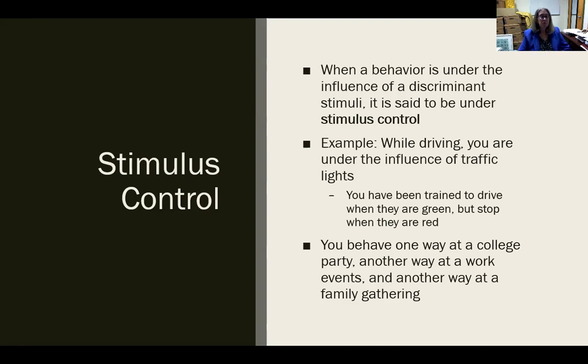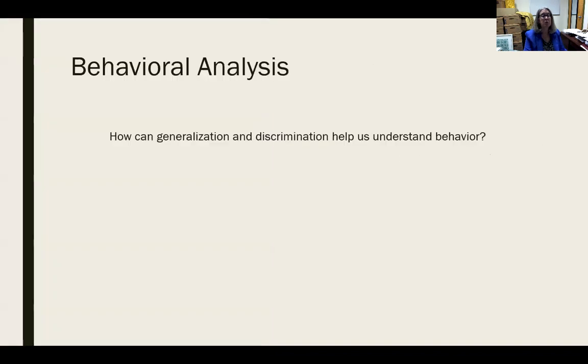Okay, so there are lots and lots of stimulus control examples. You've learned through your life so far that you act one way at a college party, a different way at a work event, and a different way at a family gathering. So we learn that the stimulus of being at a college party versus a work party versus a family gathering leads to different behaviors. You can say my behavior is being controlled by this situation, but it's less that the situation is controlling you and more that you have learned when certain behaviors are appropriate, right? So that's stimulus control.